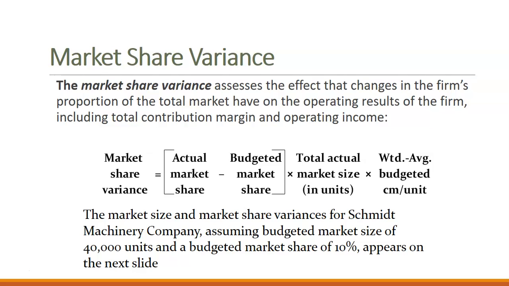And the market share variance, which is the effect of changes in our proportion of the total market and how that can affect our operating results. So in this example, we assumed a budgeted market size of 40,000 units and a budgeted market share of 10%.